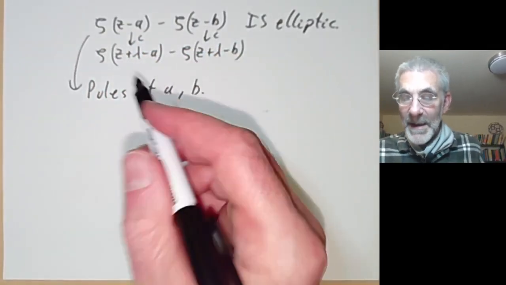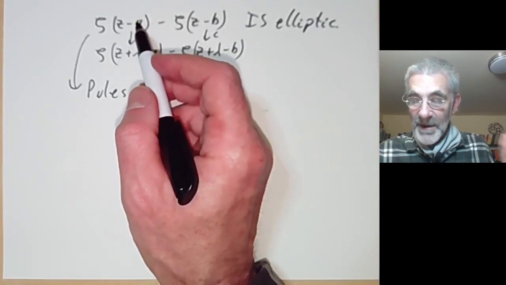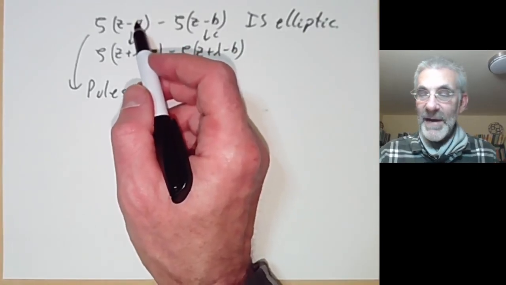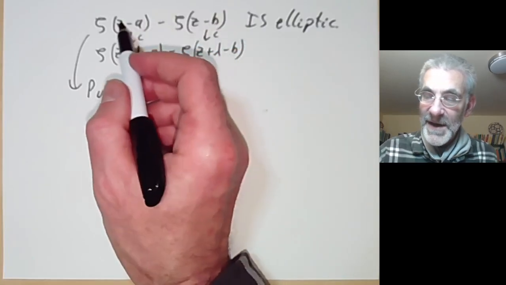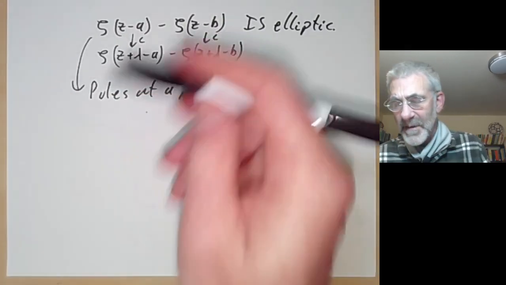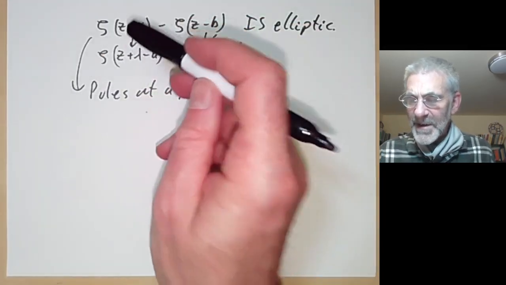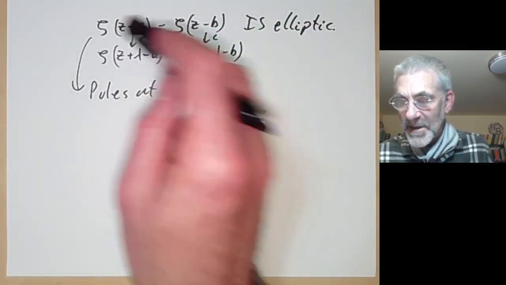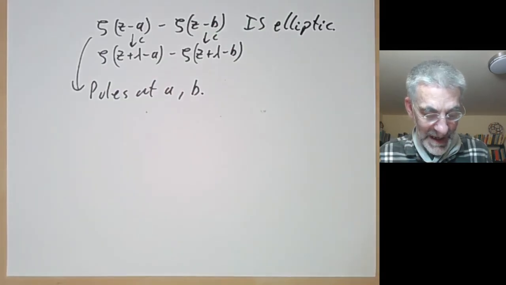So we can find elliptic functions with two poles in a fundamental domain at any two points we like by taking a difference of values of the zeta function. So the fact that it wasn't elliptic doesn't really matter too much. It's quite easy to build elliptic functions out of it.